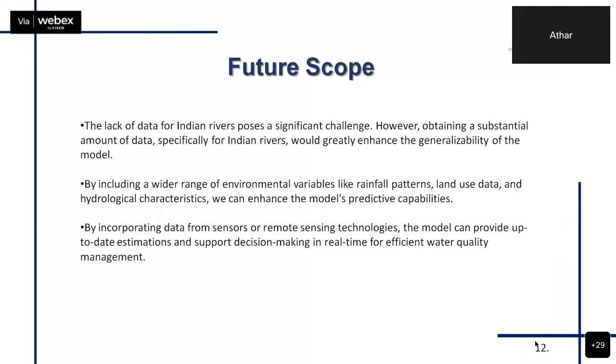To make the model better at predicting water quality, we can consider more factors like rainfall patterns, land use data, and how water flows. Including these additional variables helps the model make more accurate predictions by capturing a broader range of information that influences water quality. By integrating sensor or remote sensing technologies, the model can access real-time data updates. This helps the model give timely and accurate estimations of water quality. These fresh estimations are really useful for making quick decisions, which helps manage water quality more efficiently.